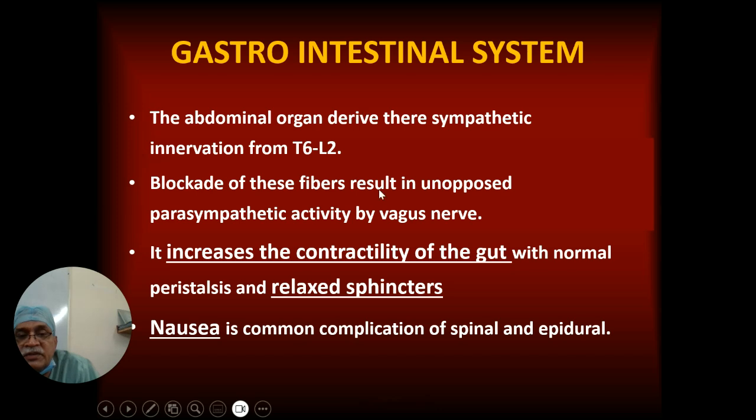Gastrointestinal system: usually, sympathetic blockade leads to unopposed parasympathetic activity. As a result, there is increased contractility of the gut and the sphincters are relaxed. Biliary reflux may occur into the stomach, or esophageal reflux can occur, which can cause some amount of discomfort in the epigastric area.